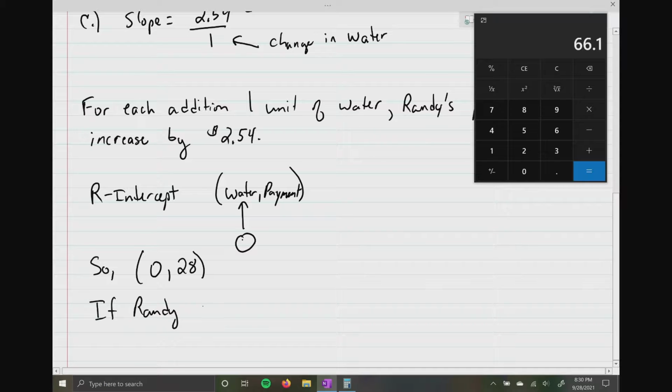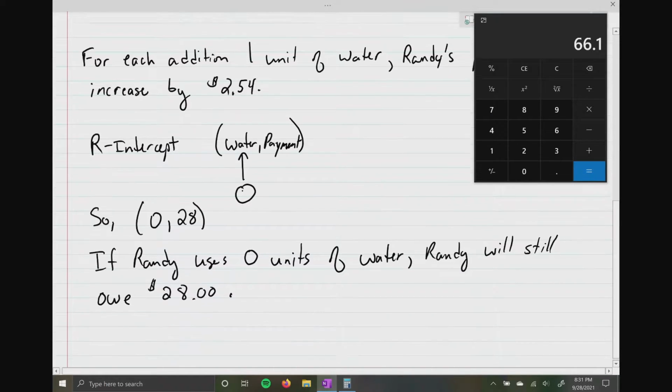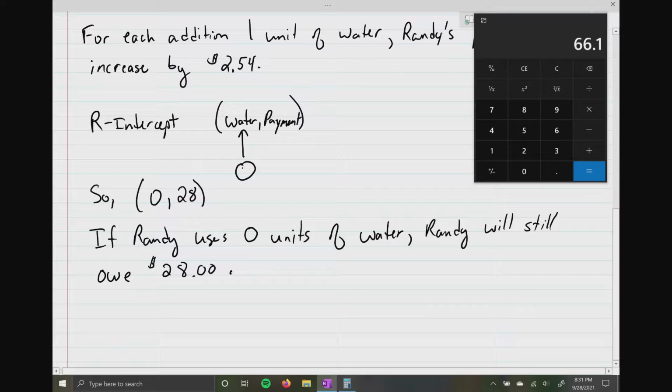If Randy uses 0 units of water, Randy will still owe $28 for a payment. Okay? And you can think of that as like a service fee. So no matter what, if you use 100 units of water or 0 units of water, that $28 is always going to be added into the bill. Like I said, you can just consider it a service fee.